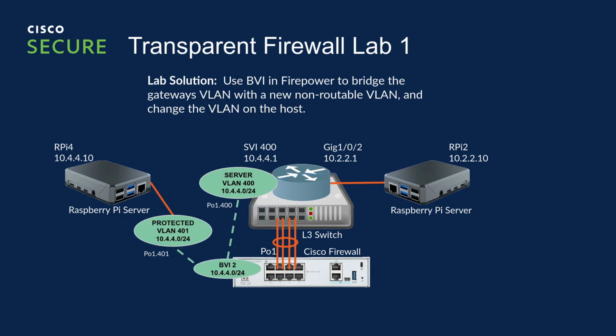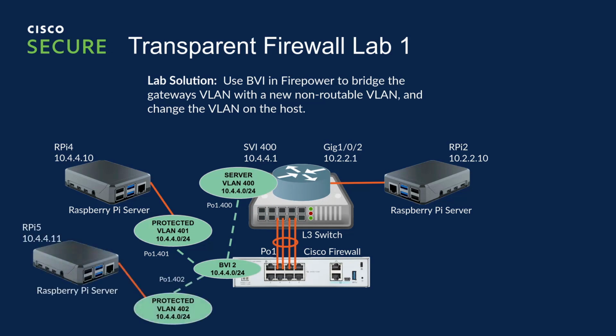If you want to protect east-west between these servers, then what you can do is simply add another protected VLAN, maybe VLAN 402, and you can place one or more servers on that VLAN. What that's going to do is allow those servers to be protected out the same way they were before, but in order for them to communicate with each other between 401 and 402, they have to cross that BVI boundary. So you're adding multiple port channel interfaces to the BVI to be bridged, and you are creating separation through the layer 2 network.